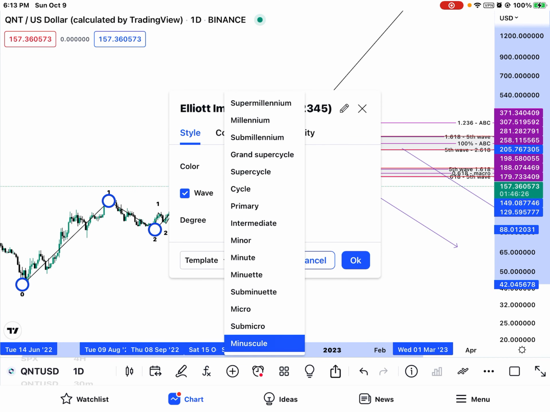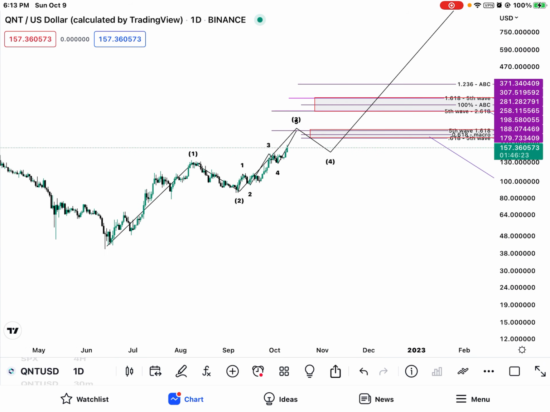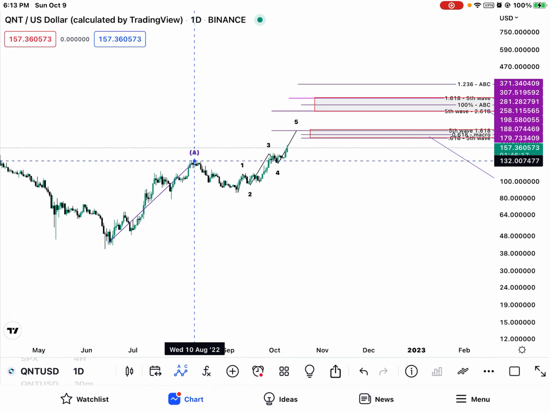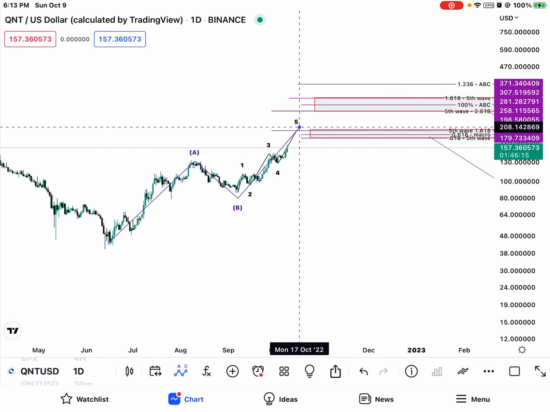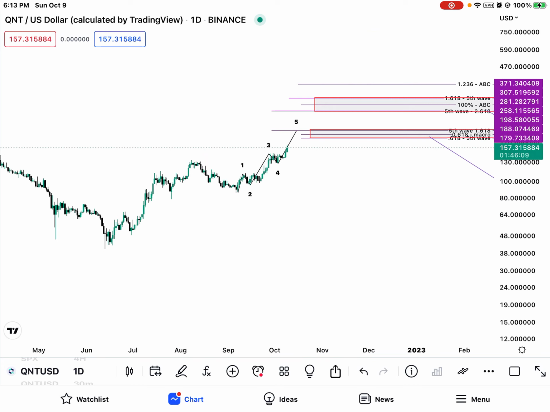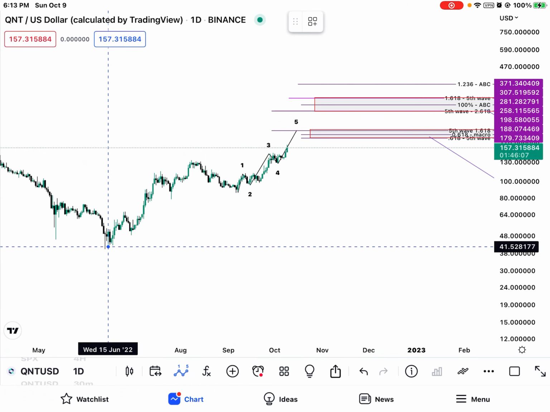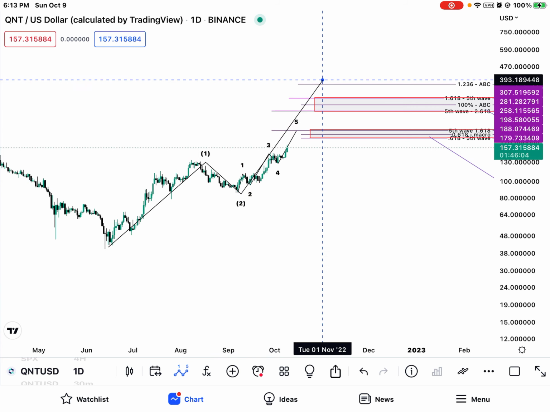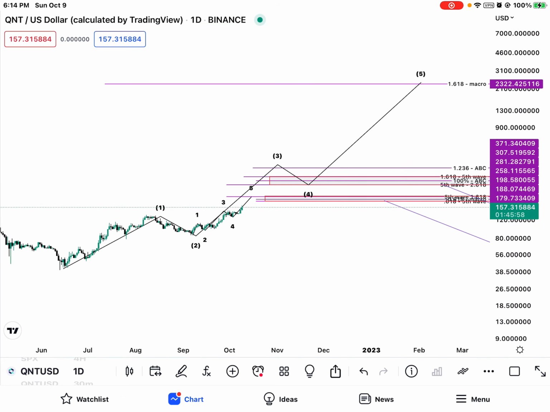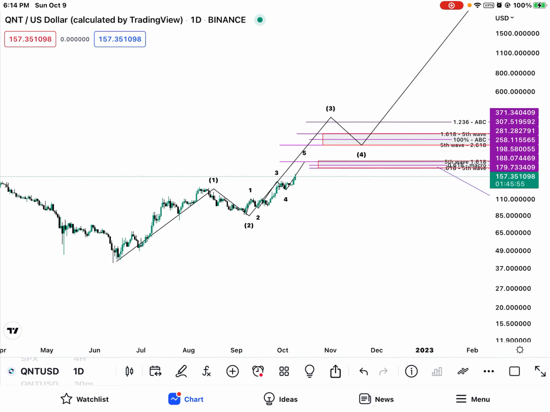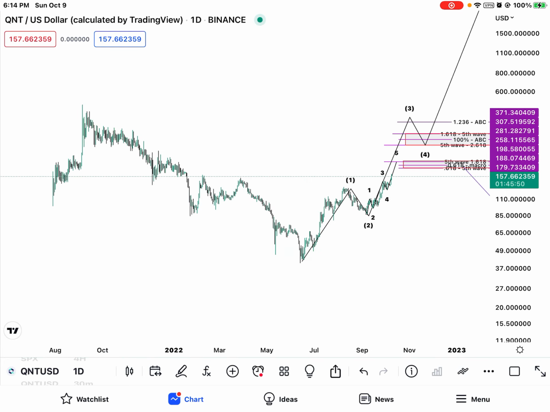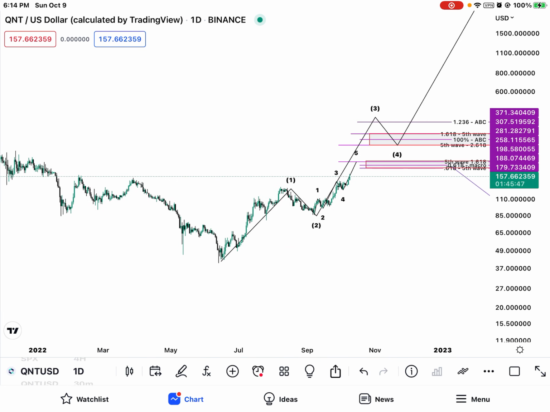Are we just in an ABC? Or are we in something greater? Okay. Now, we must look at Bitcoin and the rest of the market, including stocks, in order to find that out. Okay? We must do that.